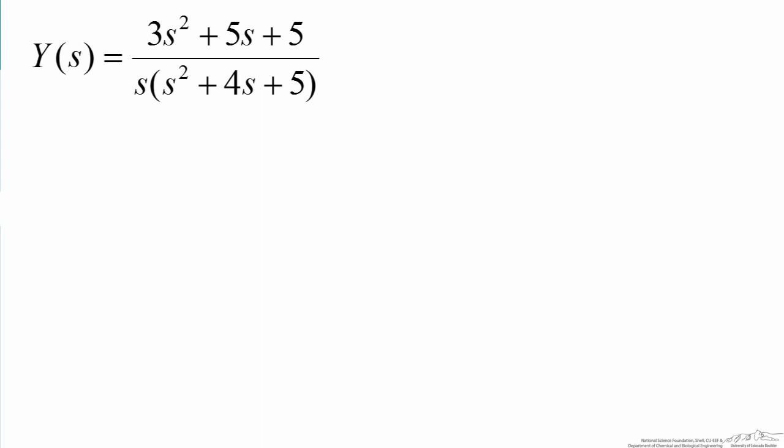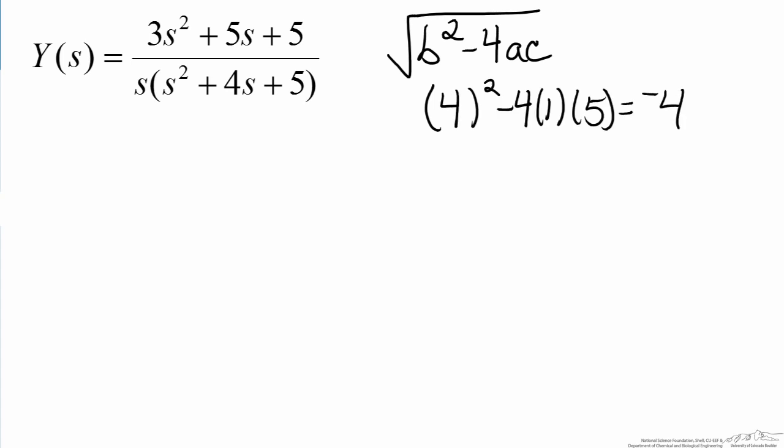To show that this system in fact has imaginary roots, all we have to do is recognize the s squared plus 4s plus 5 part and realize that using the quadratic equation, if the square root term is less than 0, that tells us our roots are in fact imaginary. So when we do this, we have -4. Therefore, this shows that we have two imaginary roots.